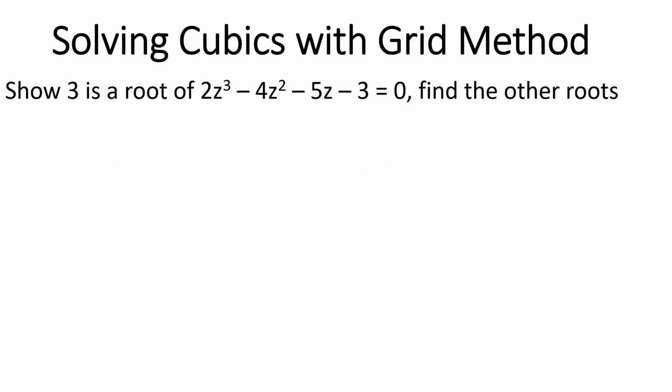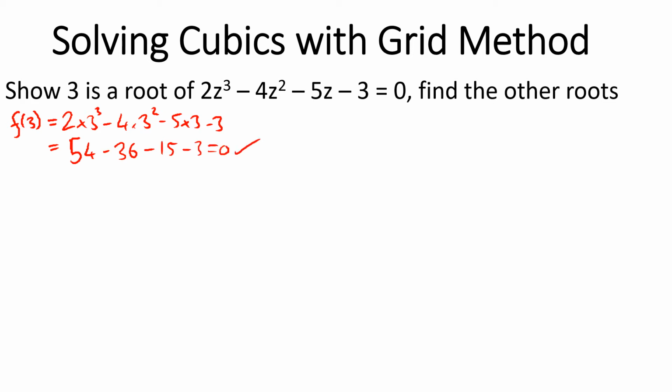Okay, so you're smart people. I'd like you to try and do this one yourself and unpause when you're ready to see. Okay, going to talk through it in 3, 2, 1, go. Okay, so we want to show 3 as a root. So we're going to do 2 times 3 cubed minus 4 times 3 squared minus 5 times 3 minus 3. That's going to give us 54 minus 36 minus 15 minus 3, they add up to 0. That equals 0. We have shown it is a root.